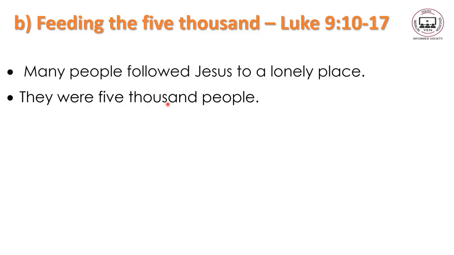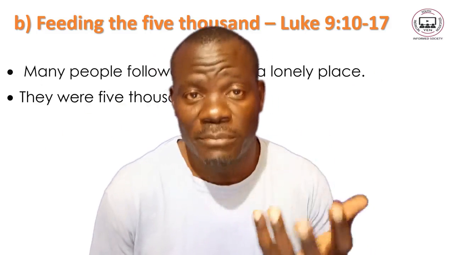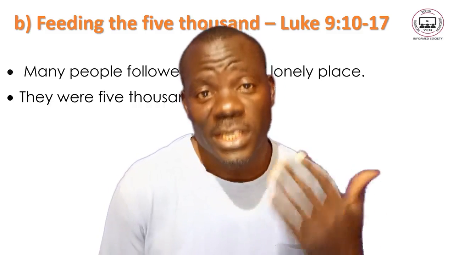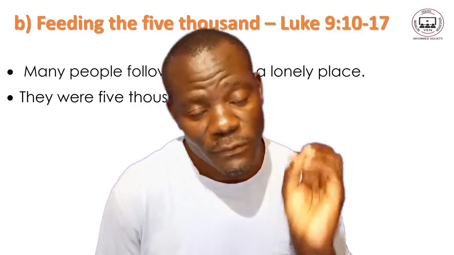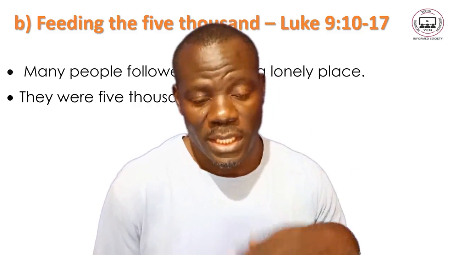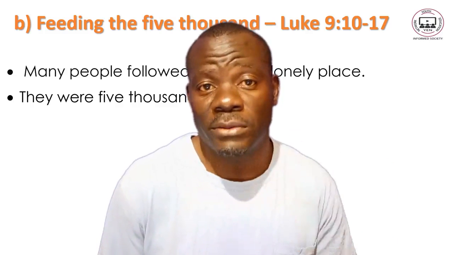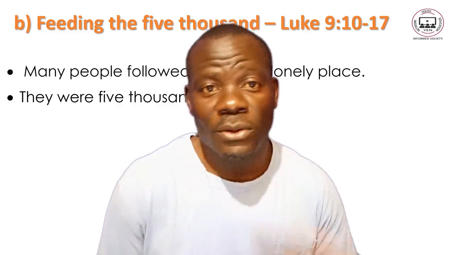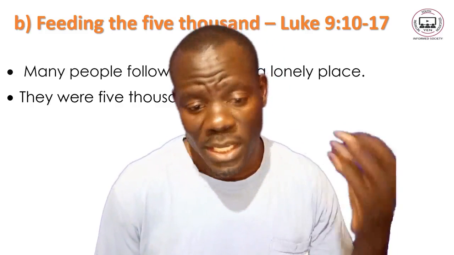There were 5,000 people there who followed him later. Other people also followed him to hear, because he was a good teacher. When he started speaking, people just wanted to listen to him, so they followed him to a lonely place. A lonely place means it was outside the village, outside the town, no grocery, no shop there, like in the bush.